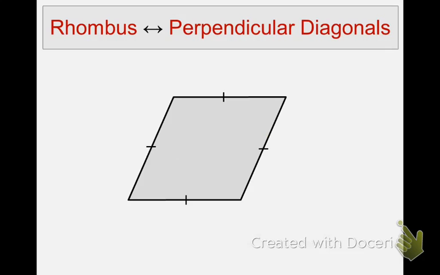This particular property, the next property, says that a rhombus is also going to have perpendicular diagonals. So in other words, if I were to construct the diagonals on this thing, okay, what this property is telling me is that these diagonals are going to bisect each other at a 90-degree angle. Any questions on that?